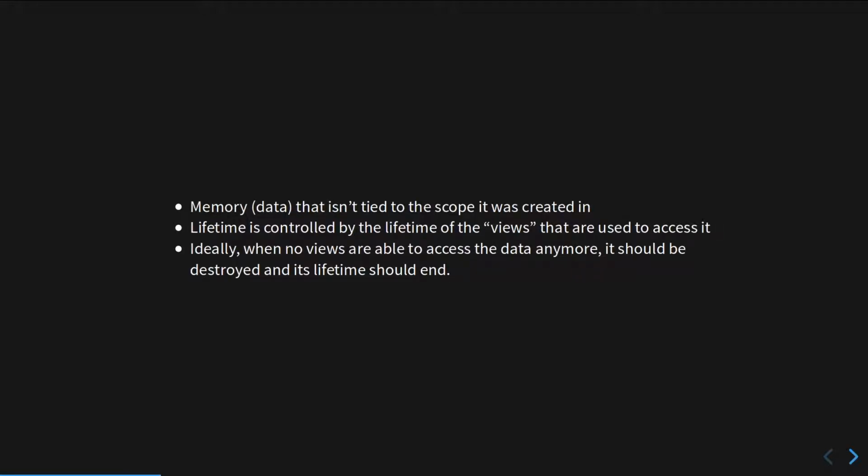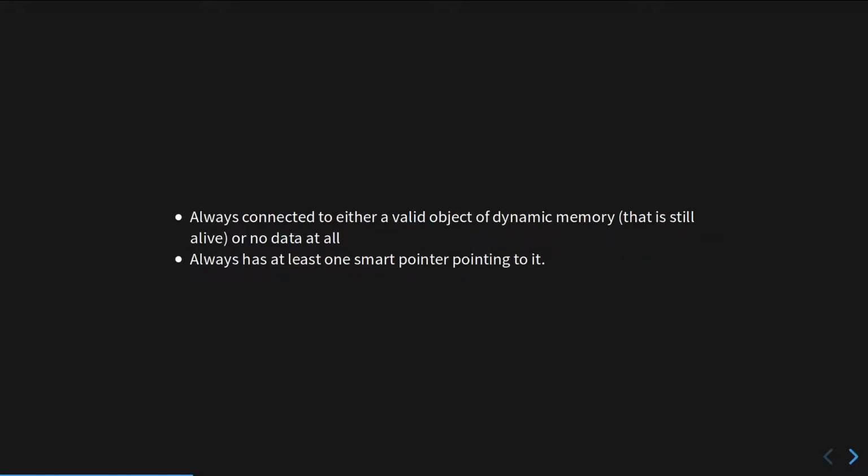So, what does that even mean? Well, it means that you have memory, data, that isn't directly tied to the scope it was created in. Instead of being controlled by the scope directly, its lifetime is controlled by the lifetime of the views that are used to access it. Ideally, when no views are able to access the data anymore, it should be destroyed, and its lifetime should end. Now, when I say views in the data, you might be reminded of the idea of pointers or references from last week's videos. If so, you're absolutely right.